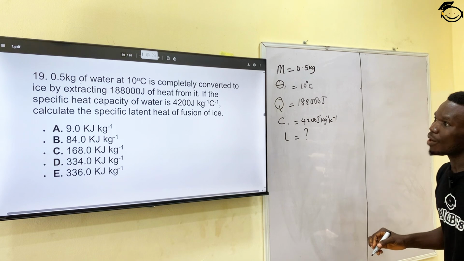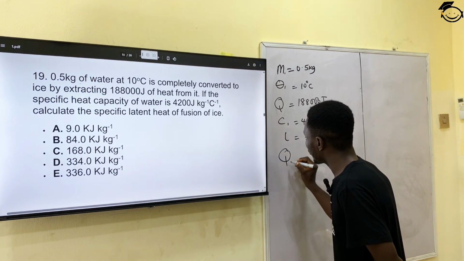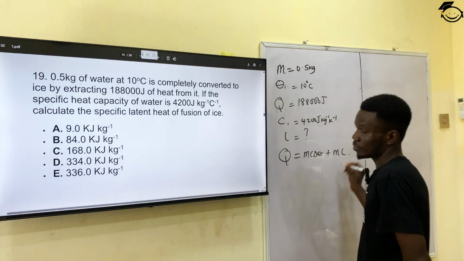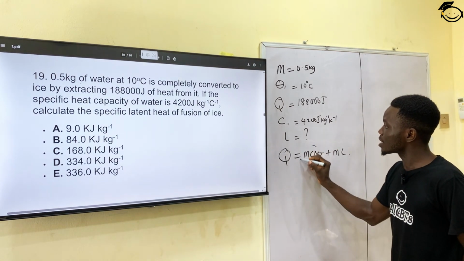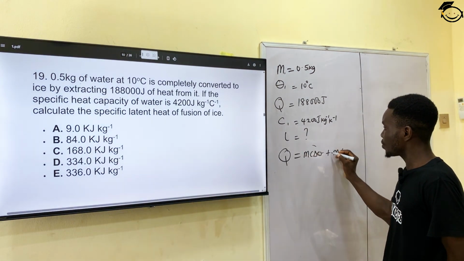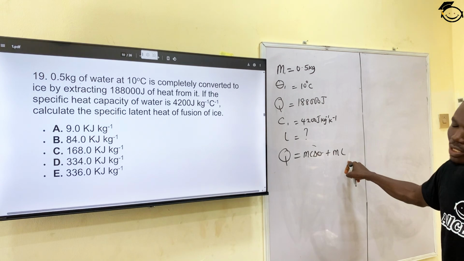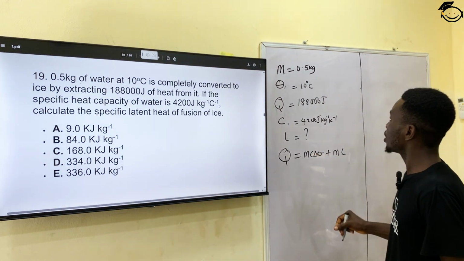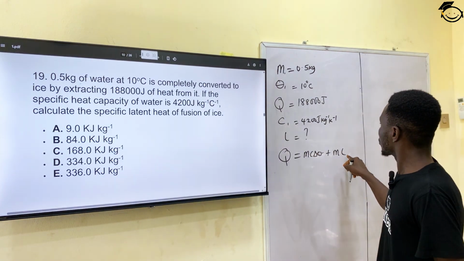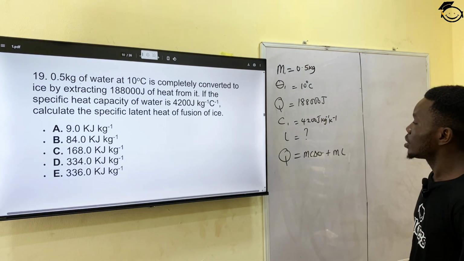Now, the total heat that was extracted has already been given to us. So for us to solve this question, we know that our quantity of heat in this case is supposed to give me MC change in theta plus ML, because this is the amount of heat that was required for converting from 10 degrees Celsius to 0 degrees Celsius, and this is the amount of heat that was required for converting from 0 degrees Celsius, still at 0 degrees Celsius, to ice. So, the amount of heat required has already been given to us. So all we have to do is what? Input our values, and then we solve the question.